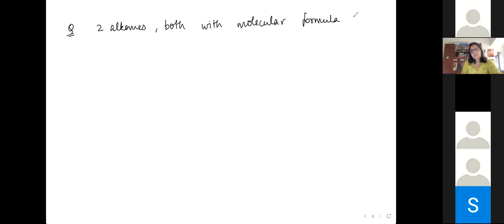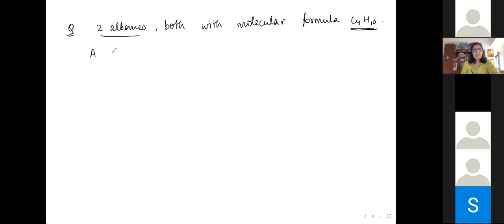So I'm saying an alkene or two alkanes, both with molecular formula C4H10. Okay, this is an important clue. So you have two alkanes, both have C4H10 as a formula. Let's say they are A and B.